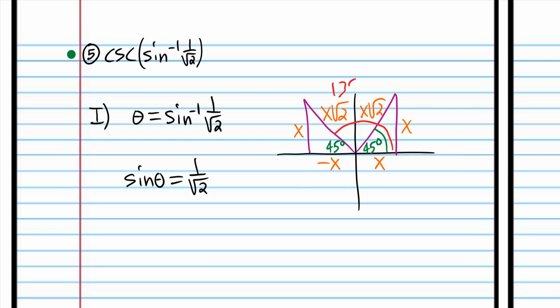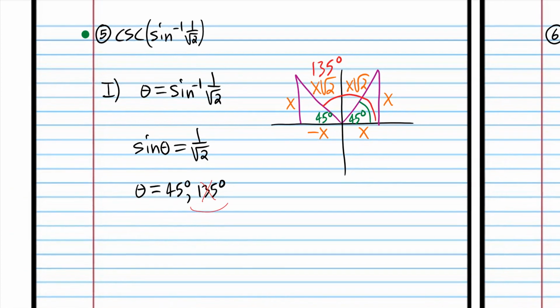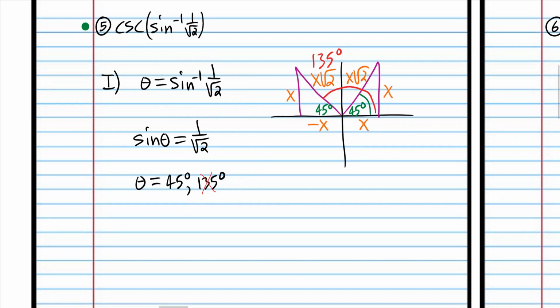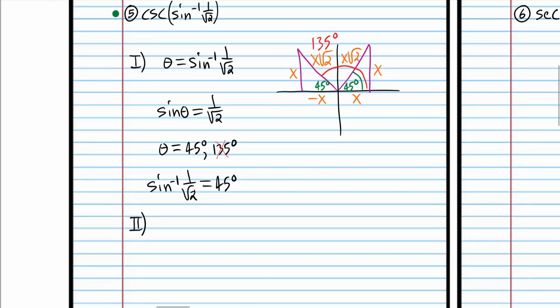And so we have 2 angle measures that work between 0 and 360: 135 degrees and 45 degrees. But one of these angle measures is not going to be our answer. We're looking for 45 because that's within our range restrictions for the sine inverse expression. So we found that sine inverse 1 over root 2 is actually equal to 45 degrees. That's part 1 of the problem. We found the value of the inside expression.